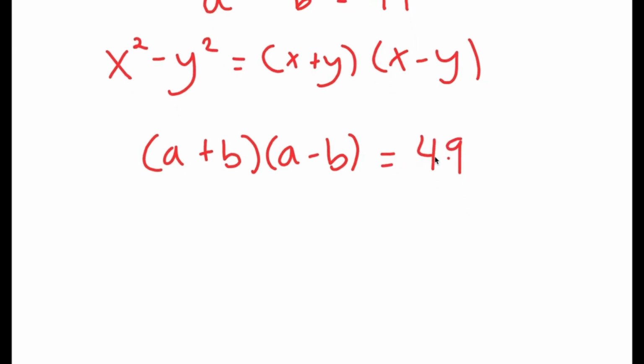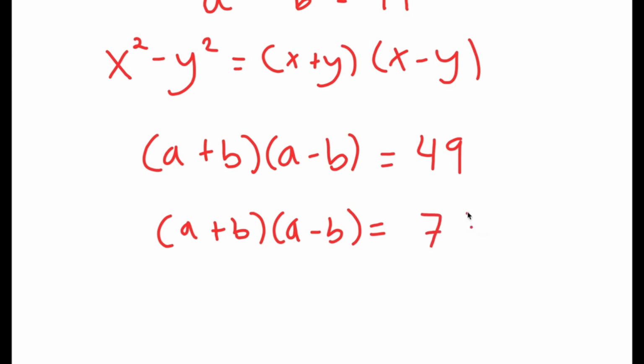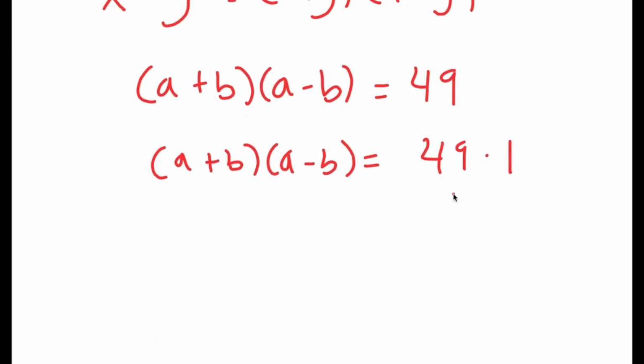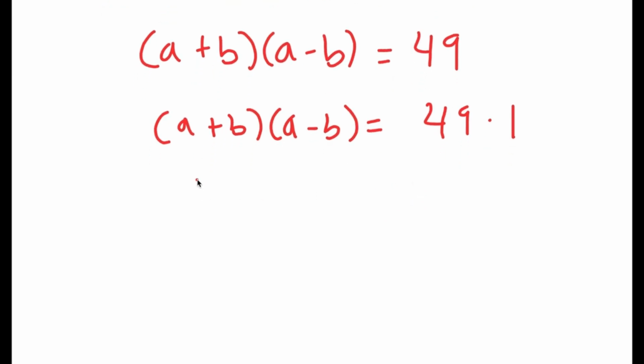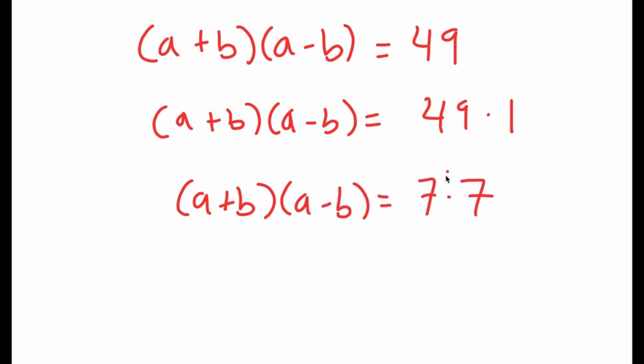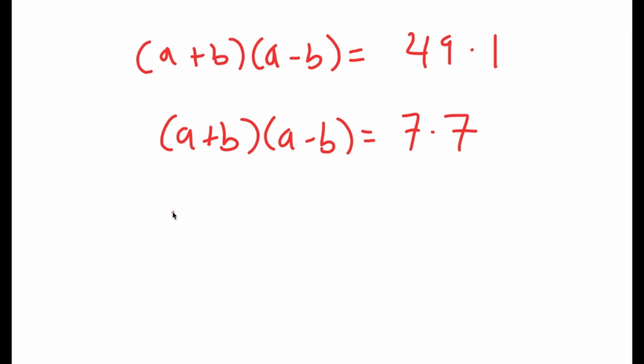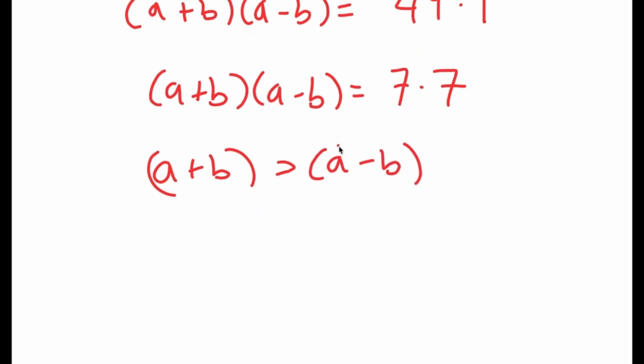Now from here, I can rewrite 49 as 49 times 1. 49 is equal to 49 times 1, so that's true. And this I can rewrite as 7 times 7. Now, we obviously know that a plus b is going to be greater than a minus b.